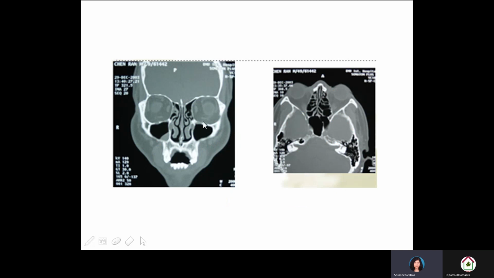Here also we can appreciate the different sinuses. As I mentioned, in this CT we would not recognize the two frontal sinuses differently, but we would say this is the frontal sinus. These are the maxillary sinuses, this one and this one. This is the ethmoidal sinus, this one, this one and this one. These are the ethmoidal sinuses, and these are the sphenoidal sinuses.